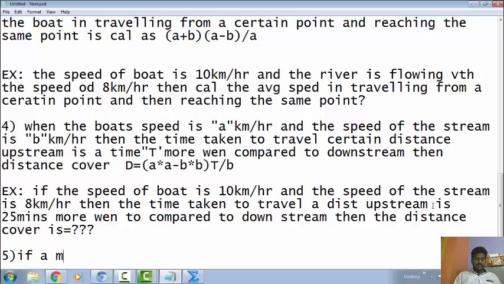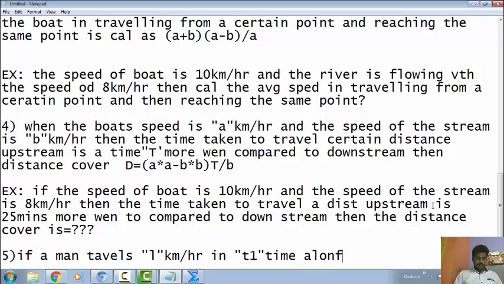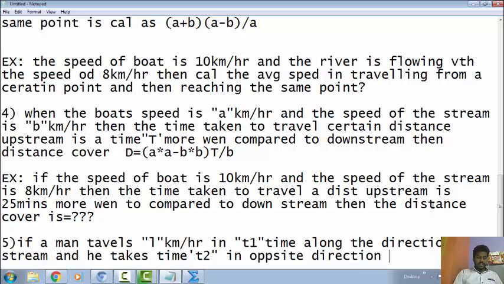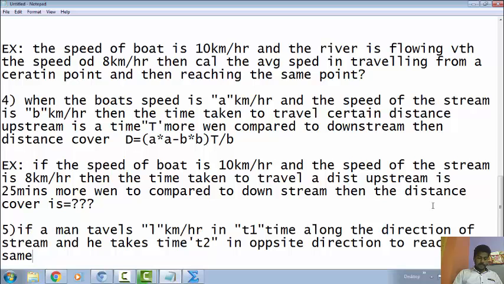Okay, let's come to the second concept. If a man travels L kilometers per hour in t1 time along the direction of stream and he takes time t2 in the opposite direction to reach the same point.